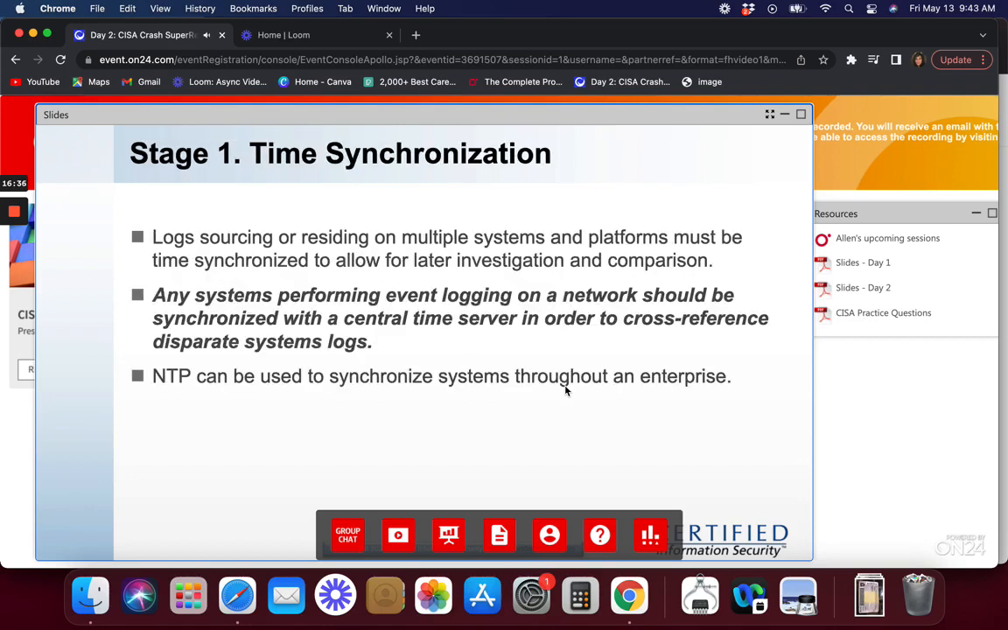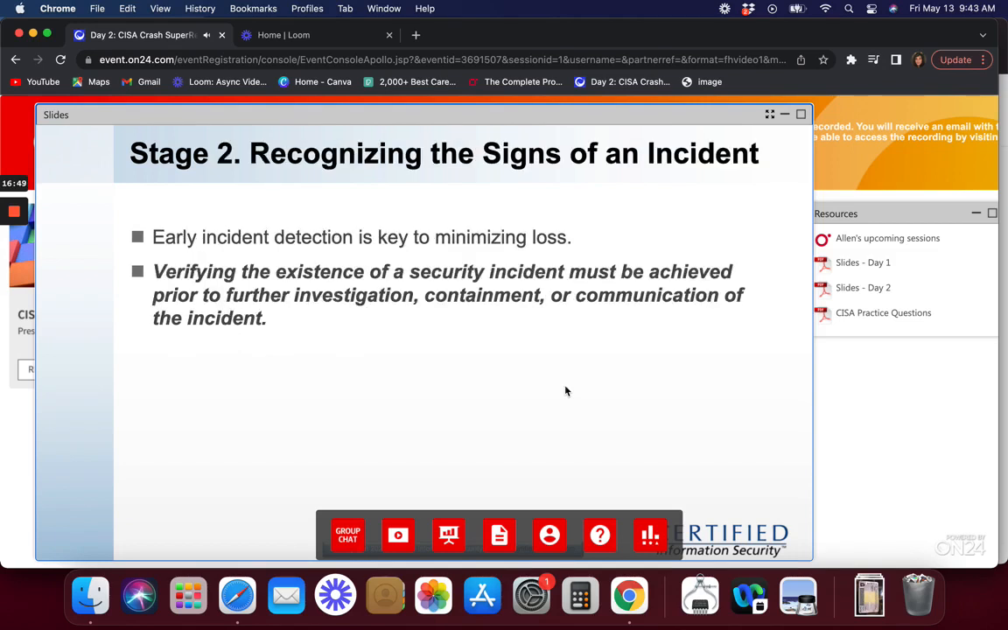We need to make sure that our logging, if it's going to be logging events on different machines, that the different machines are recording the exact same time. They need to be synchronized. Otherwise, you can't rebuild events. We recognize the signs of an incident. That's incident identification. Identify, protect, detect. Detecting an incident, recognizing the signs of an incident. Again, you must do that before you can potentially respond.